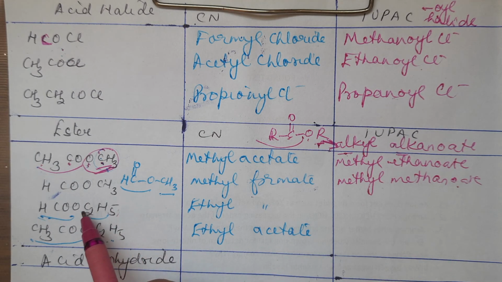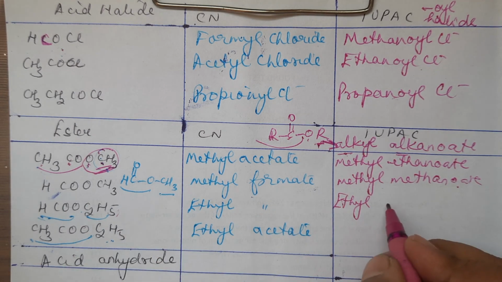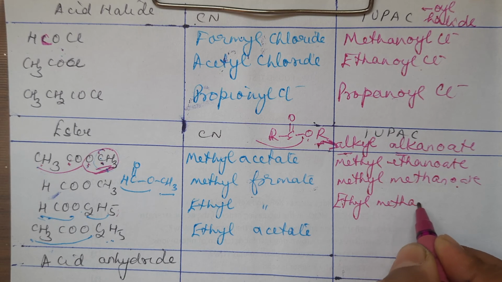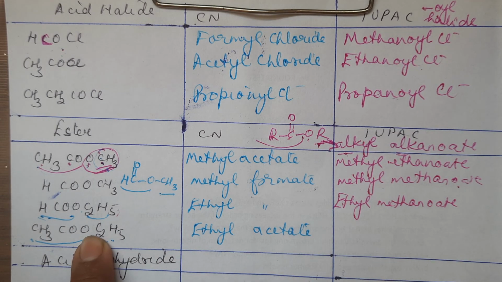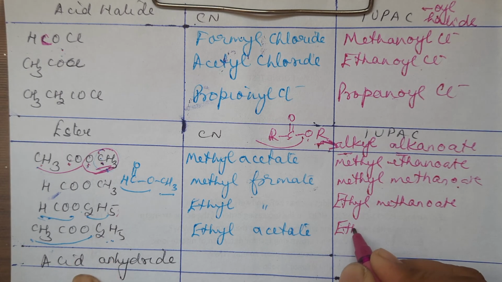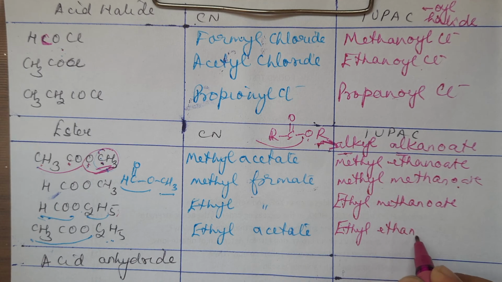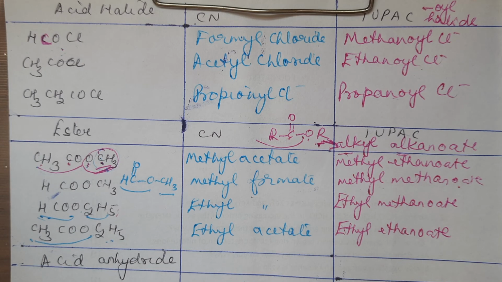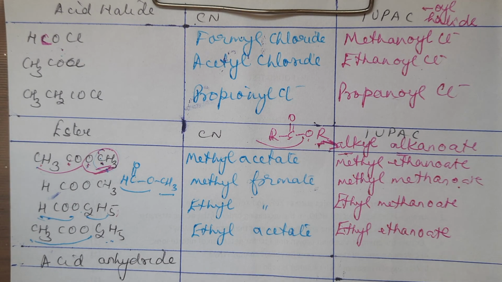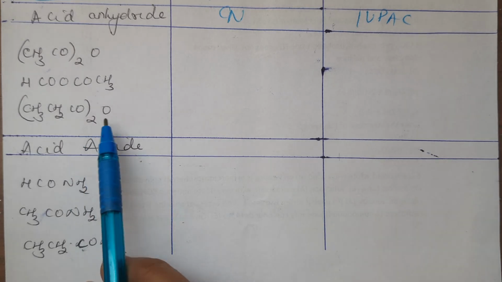Ethyl attached to O, so ethyl, and that side you have one carbon atom, so methanoate. Ethyl attached to O, so ethyl. Remaining two carbon atoms, ethanoate. Ethyl ethanoate. Till here clear? Okay. If you have any doubts, you can please put it in the comment section. I'll clarify. Now let's name the next functional group.